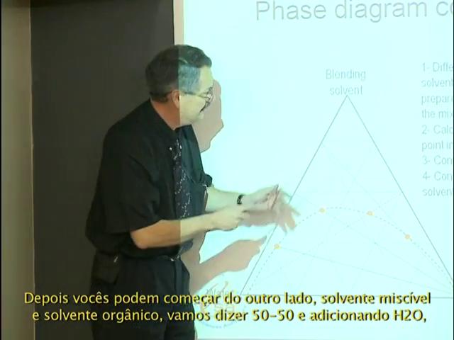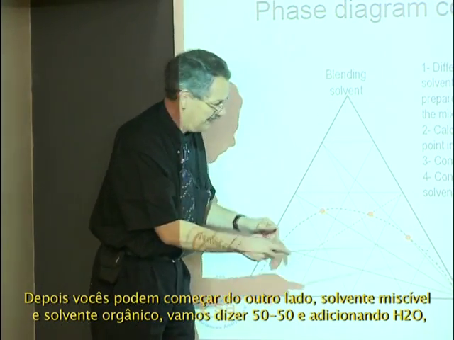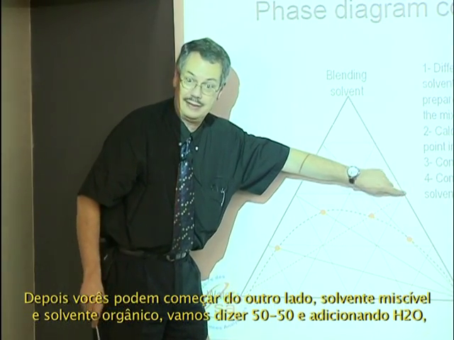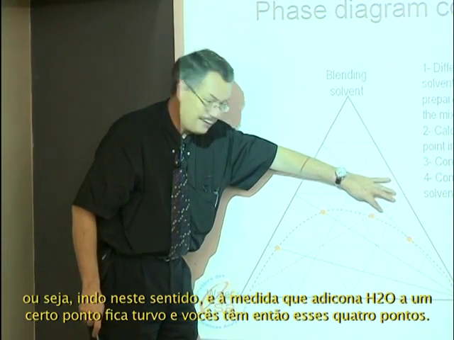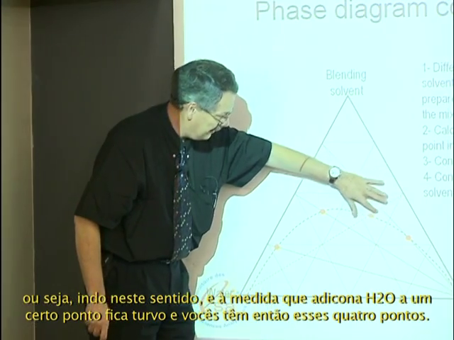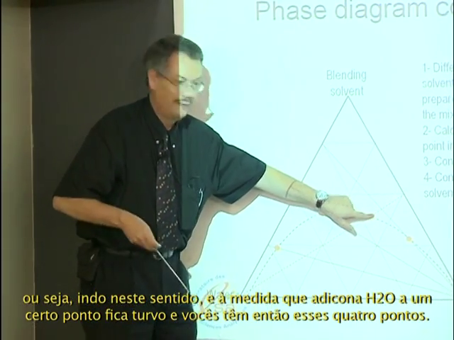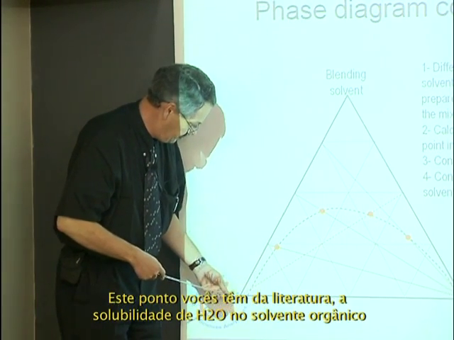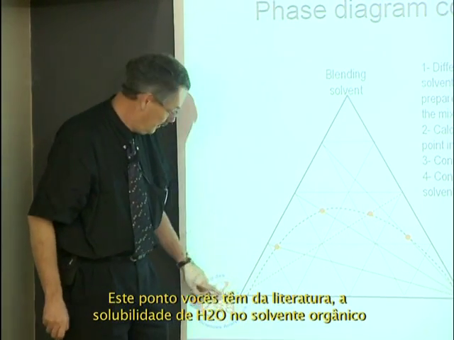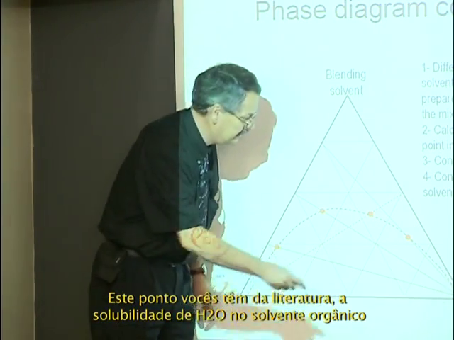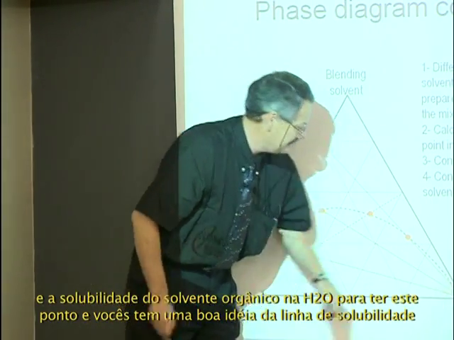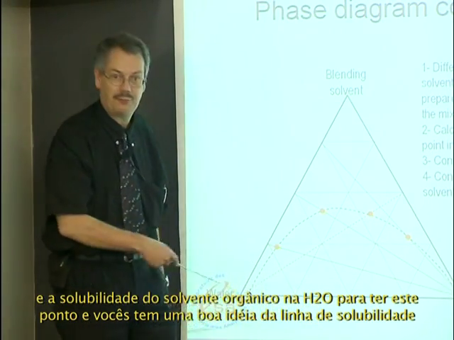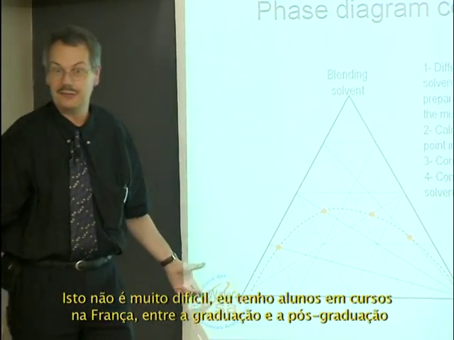Then you can start on the other side, making blending solvent plus organic solvent. For example, I prepare 50-50, and adding water, going this way. And when you add water, at one point, it becomes cloudy. Then you have those four points. You find in literature this point, because that's the solubility of water in the organic solvent, and the solubility of organic solvent in water to get this point. And you have a good idea of the binodal curve. So it's not very difficult.